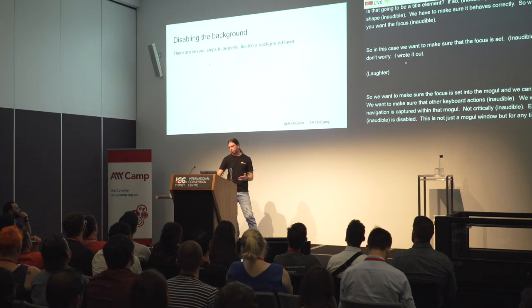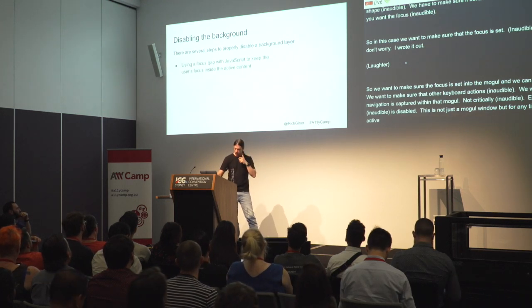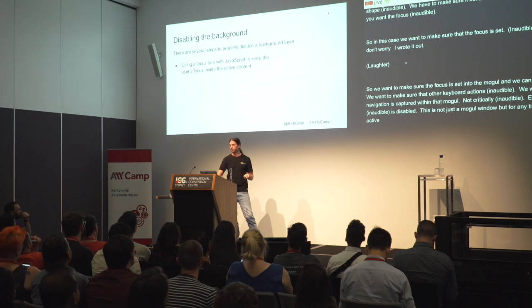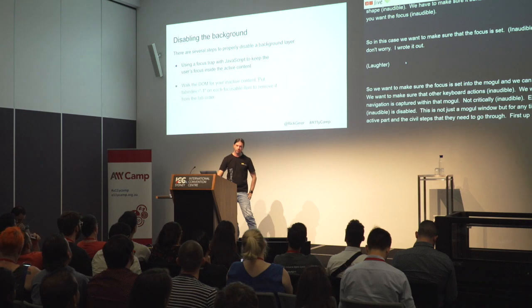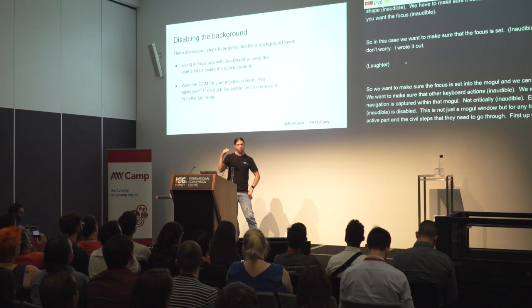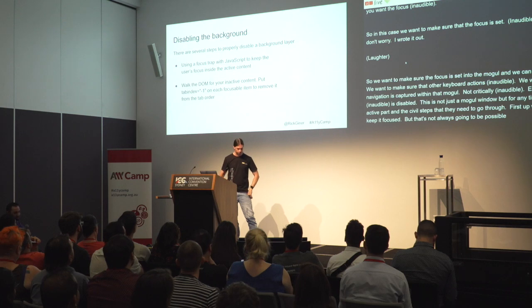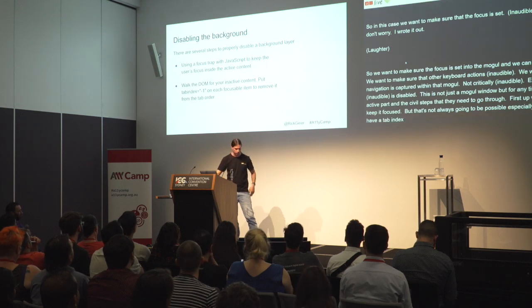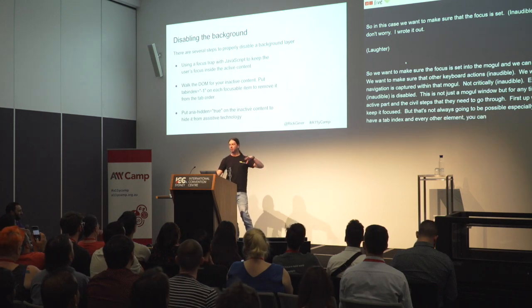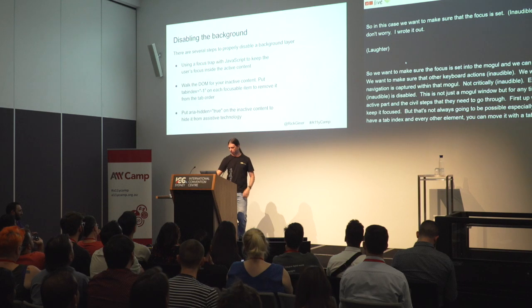And there's several steps that traditionally we'd need to go through. First up, we need to set a focus trap to keep the focus within that active content. But that's not always enough, especially for mobile screen readers. We also need to walk the DOM and put a tabindex of -1 on every other element that we don't want to be focusable, to remove it from the tab order. And we also need to hide it from assistive technology with an aria-hidden equals true. And this can be quite complicated on large and complex pages.